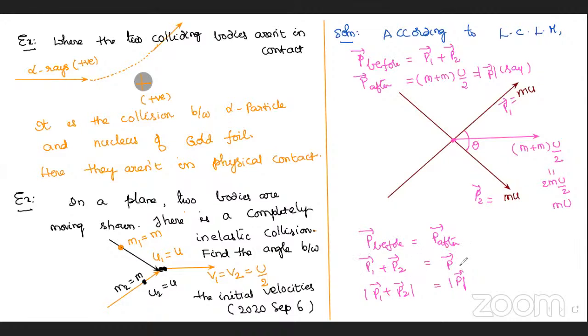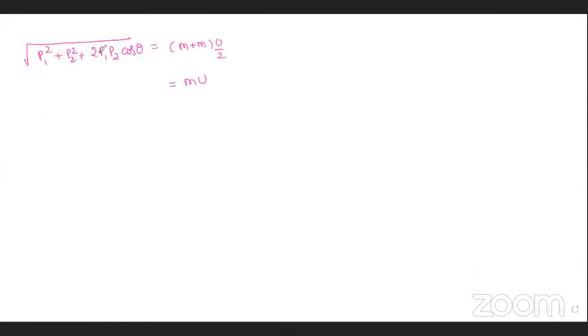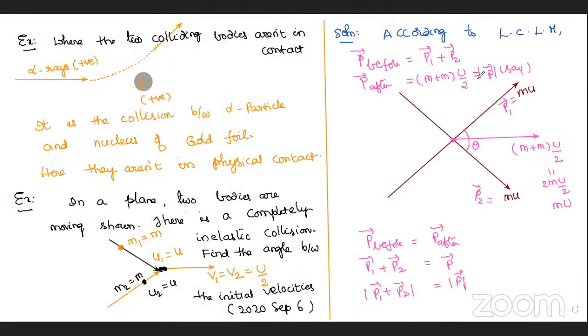Now I'm taking the mod on both sides. Magnitude of P1 bar plus P2 bar. This is like mod of A bar plus B bar. That formula in vectors we know: root of A square plus B square plus 2AB cos theta. That I applied here, which is equal to mod P bar, which I already calculated here.